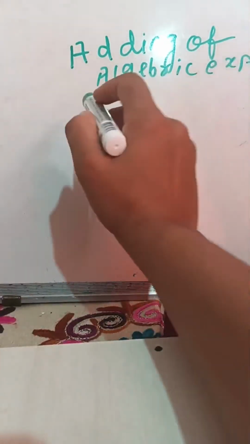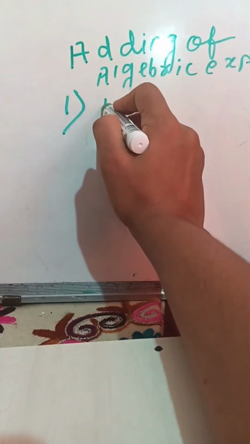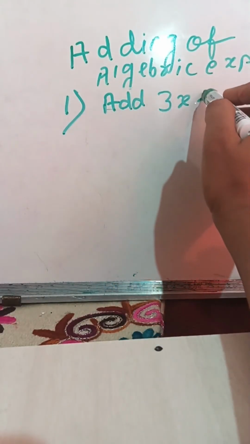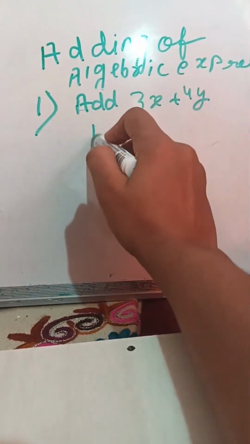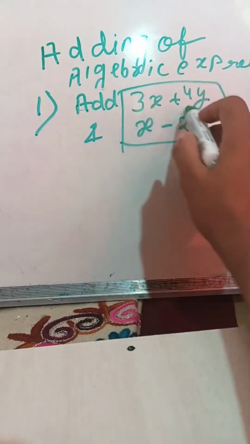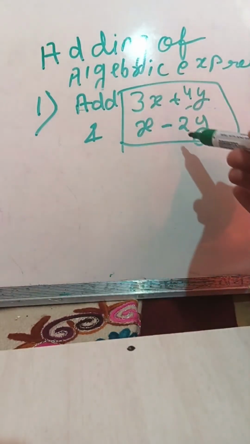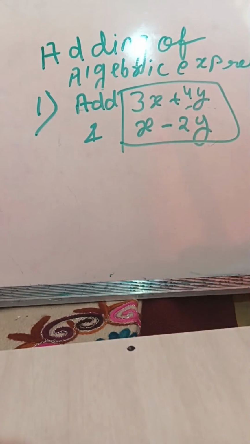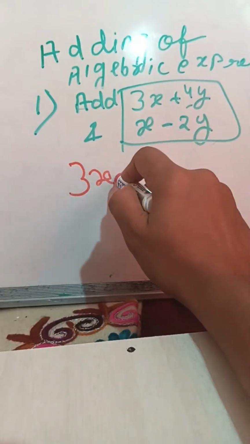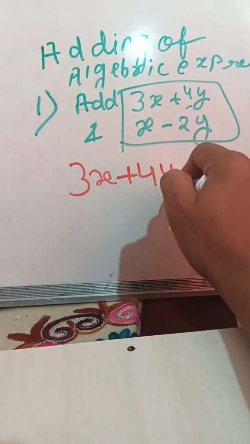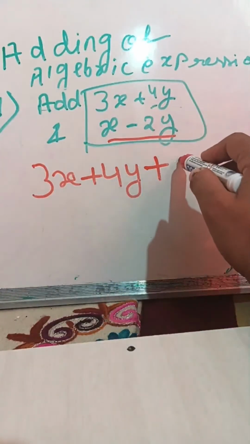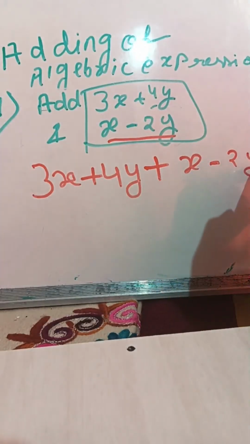Suppose we have one question. We'll do one question. We are given to add 3x plus 4y and x minus 2y. We have to add these two expressions. What do we have to do? Just write down 3x plus 4y. Then use the add symbol. What is the next expression? x minus 2y.